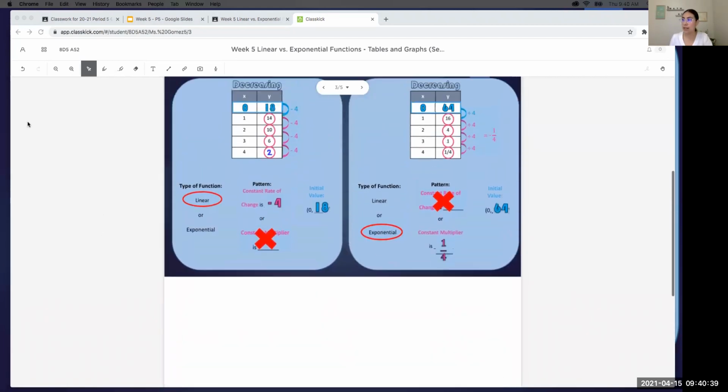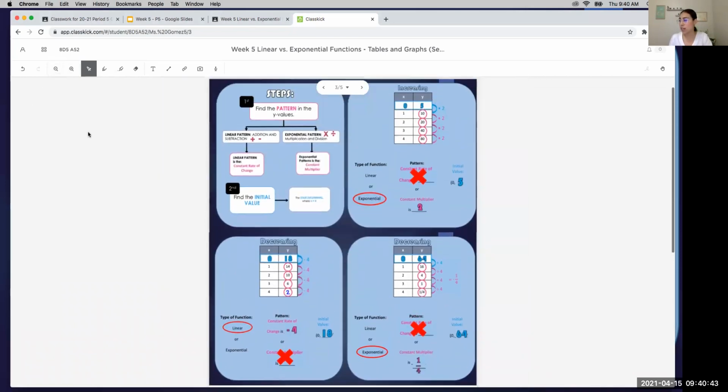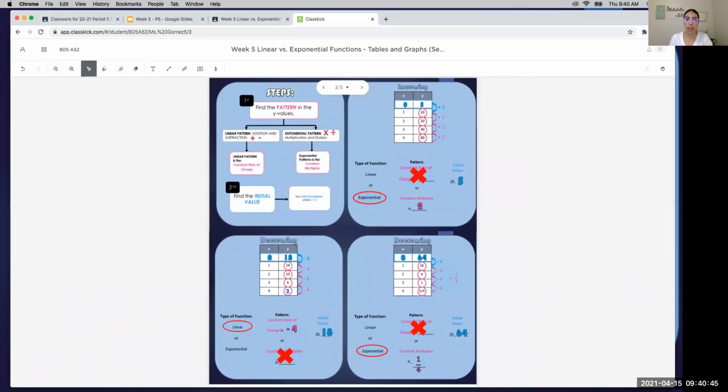Oh, and let me zoom out. For those of you that might have had internet issues, this is what your notes should look like. Completely done for today. Take a screenshot of that.